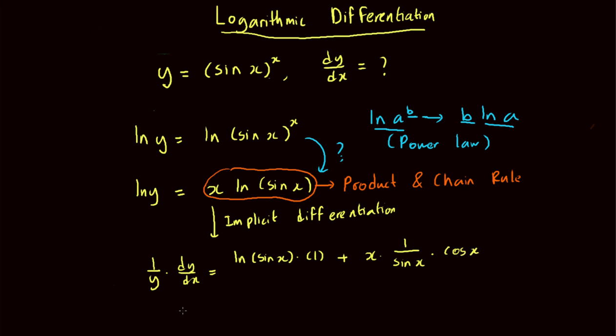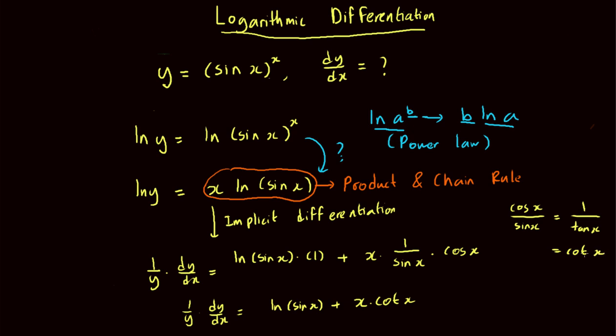So that would be 1 over y dy dx is equal to ln sine x plus x, and you have cosine over sine, which is just 1 over tan x, or we can say cot x, right? Because we know that cosine of x over sine of x is equal to 1 over tan of x, and we know that is simply the cotangent of x, right?